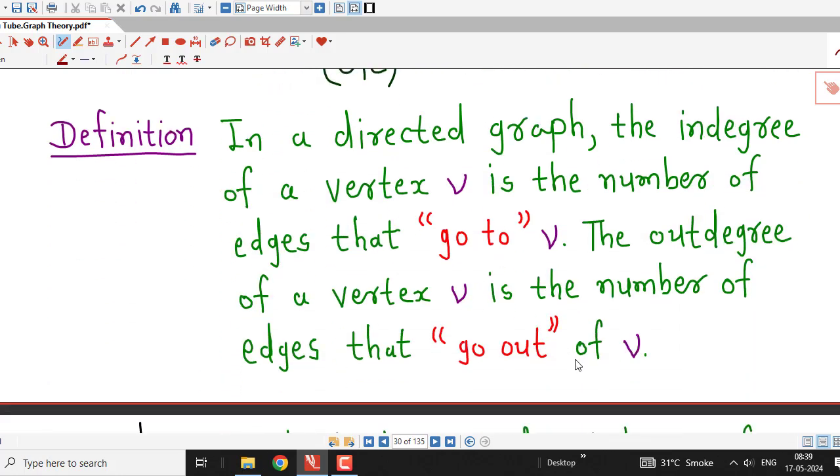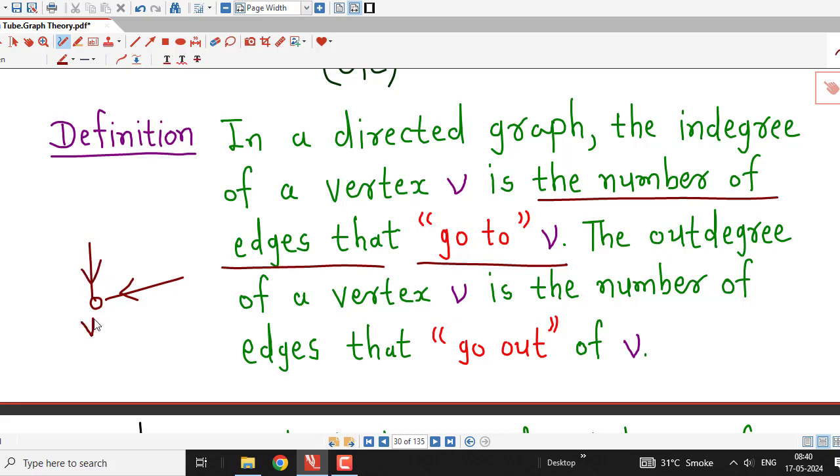Equivalently, we can write in this way also. In a directed graph, the in degree of a vertex v is the number of edges that go to v, that is, this direction points toward the vertex v. So we can say that these 2 edges e1 and e2 go to vertex v, and the out degree of a vertex v is the number of edges that go out of v. So in this type of situation, we have vertex v as the initial vertex of these 2, and we can see these 2 edges are going out of this vertex v.